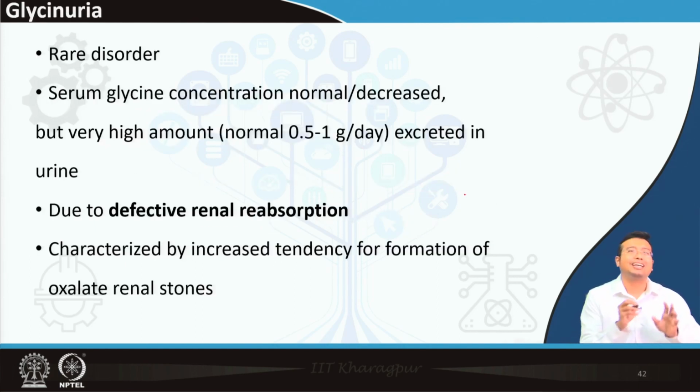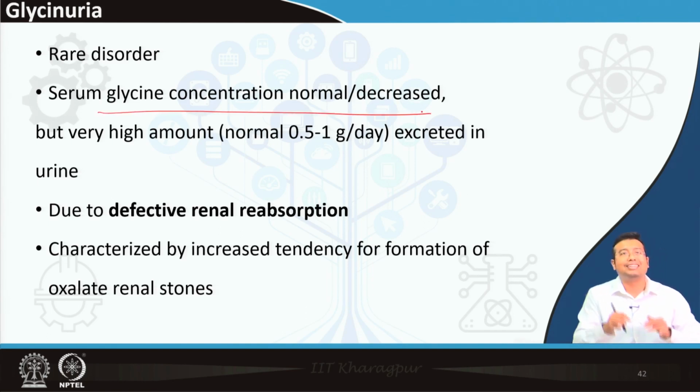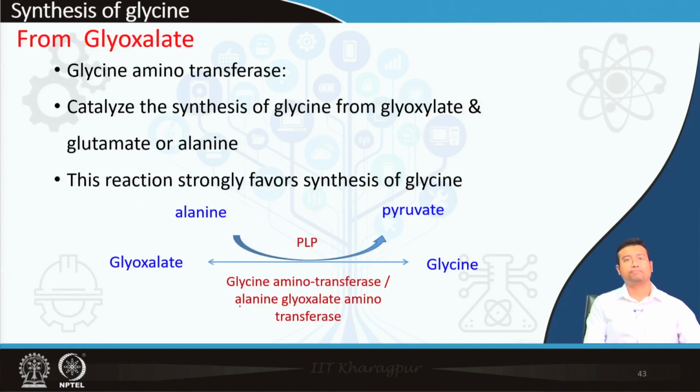There is another disorder, glycinuria, which is basically a rare disorder, and in this what happens? Serum level of glycine concentration may be normal or decreased, but a very high amount is present in urine, because normally glycine is reabsorbed, but here glycine is not reabsorbed due to some problem in renal reabsorption, and hence it is characterized by excess glycine in urine, which is glycinuria, and then these patients have an increased tendency to form oxalate renal stones. Okay.